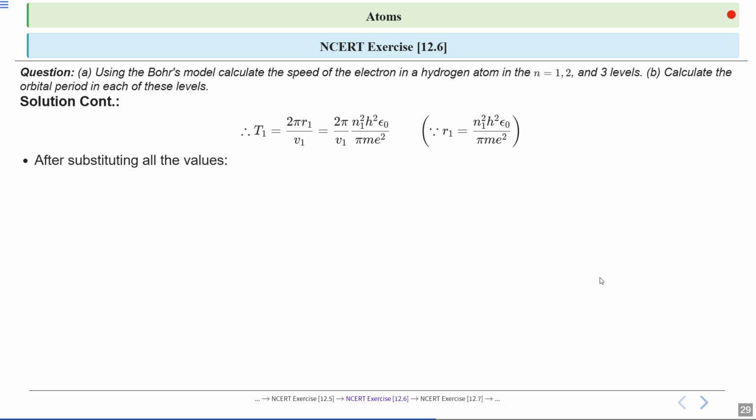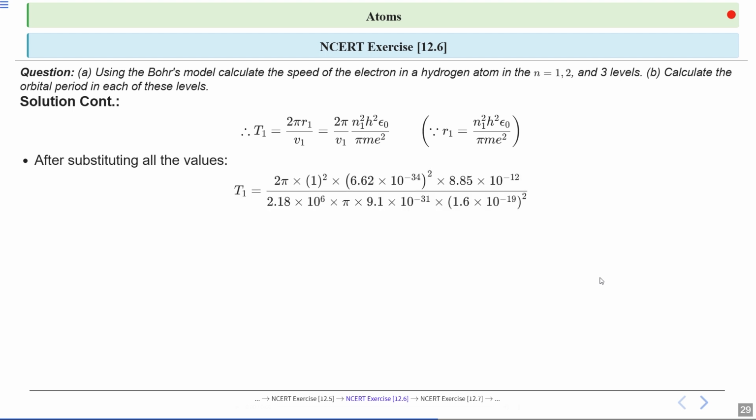Let's substitute the actual values from this constant into our formula. This step is important because it allows us to calculate the numerical value for the orbital period. We will use the standard values for h, epsilon naught, m and e and plug them into the equation we just discussed. Here is the full substitution with numbers.